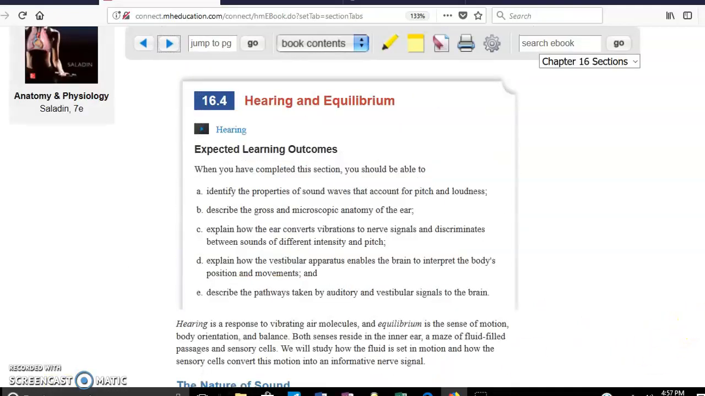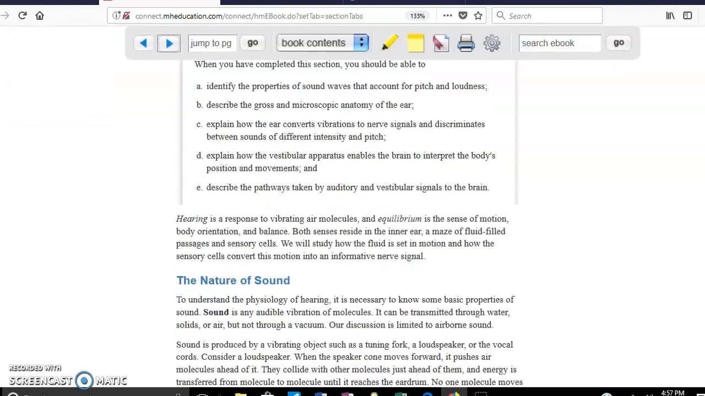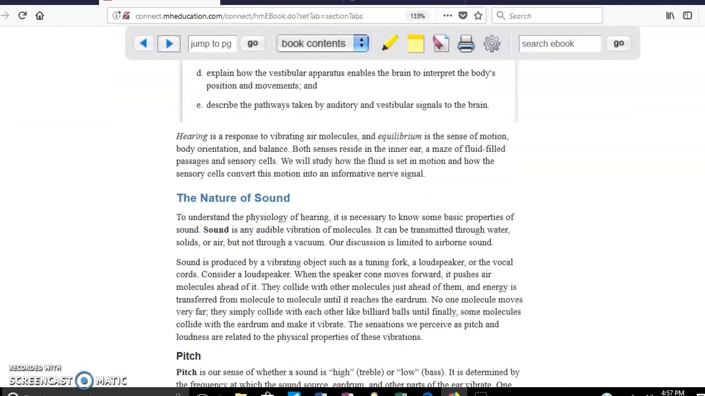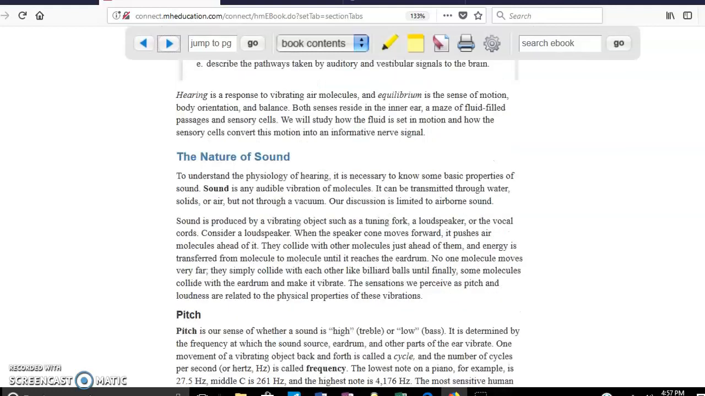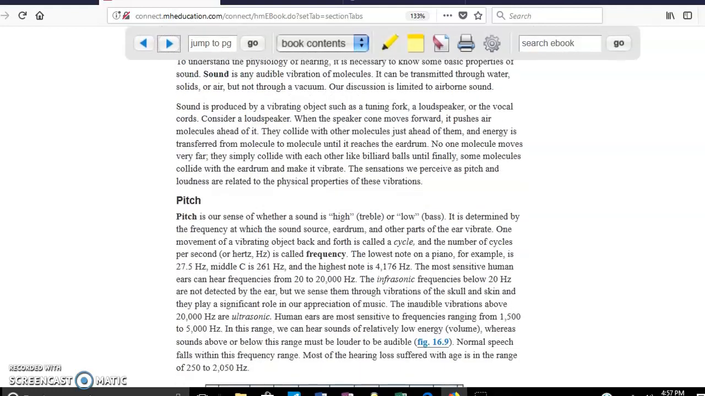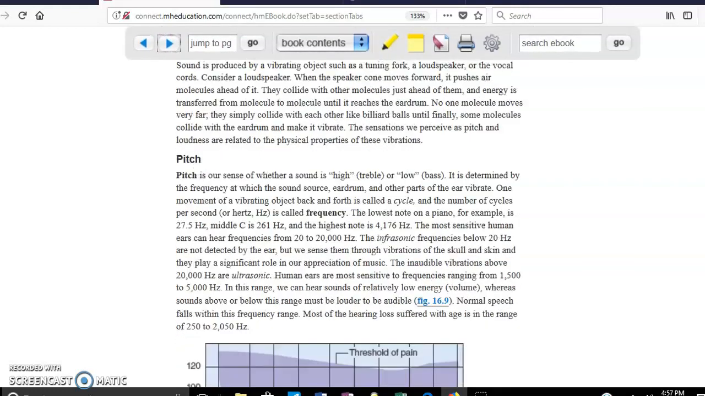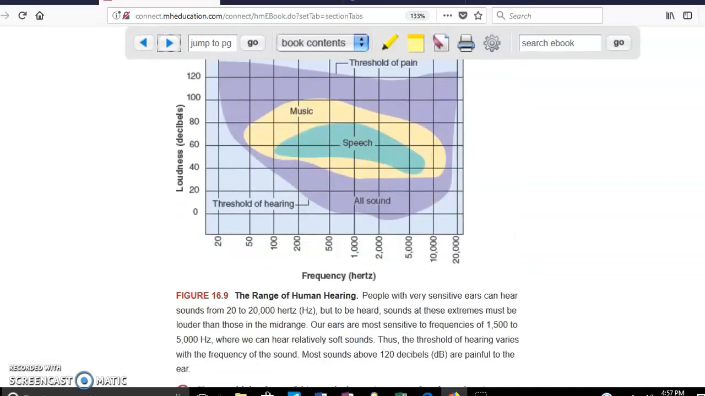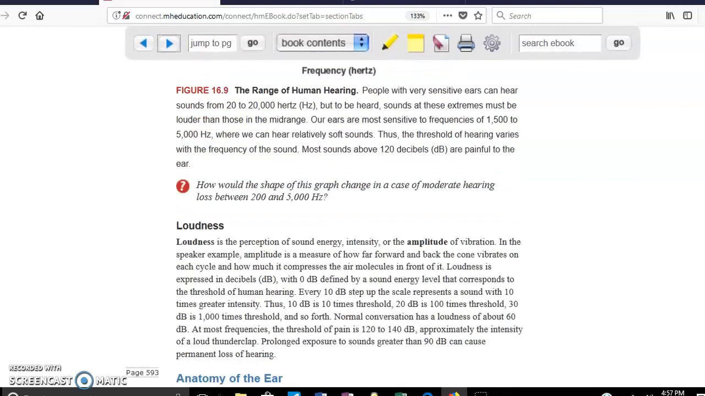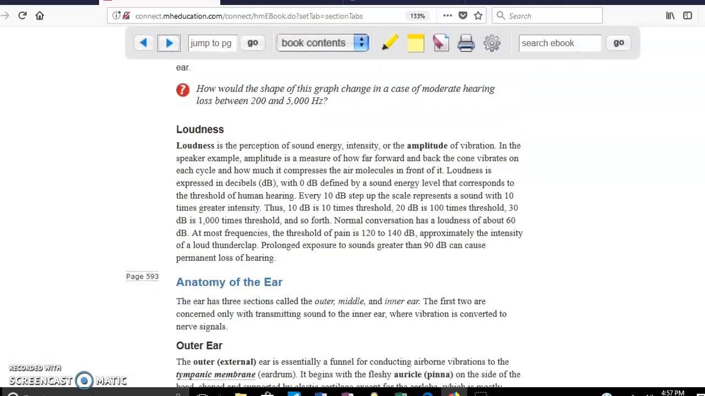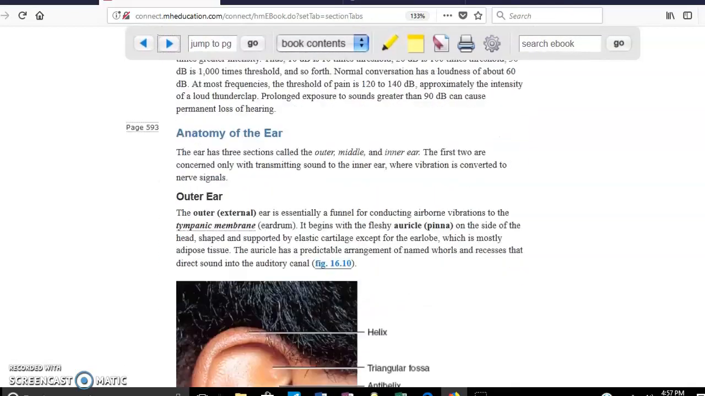Okay, the next topic is hearing and equilibrium, and we scroll down right here, and obviously we need to talk about sound. Sound is just the vibration of molecules that we can hear. That's what sound is, and these vibrating molecules can be produced by a speaker or by our vocal cords, etc. Now, sound has certain qualities such as loudness, but I'm not going to talk about any of that. You don't need to know that part for our class.